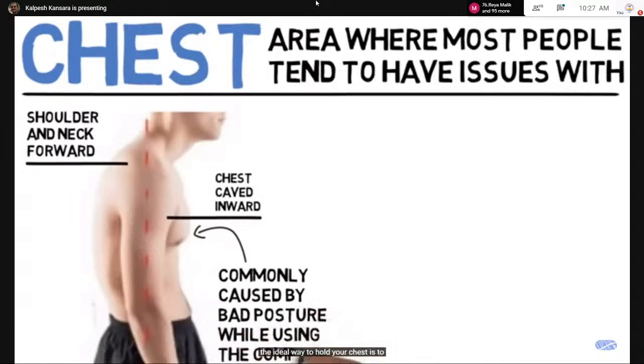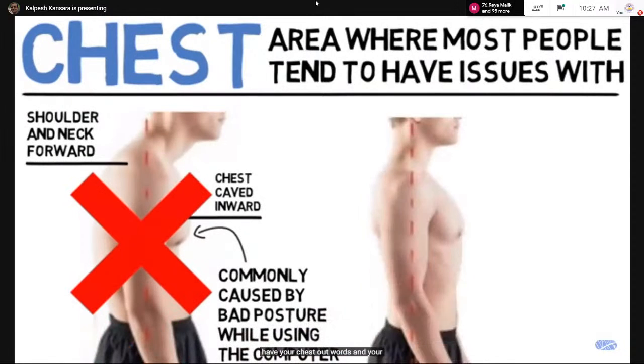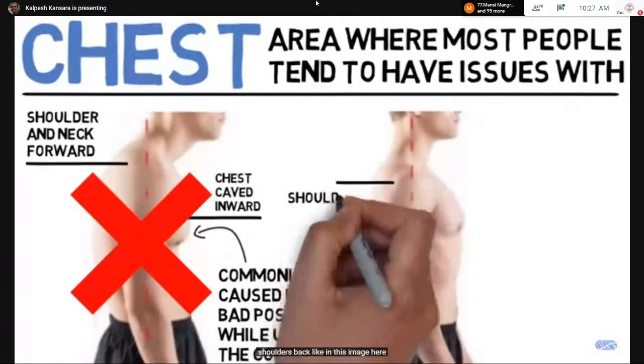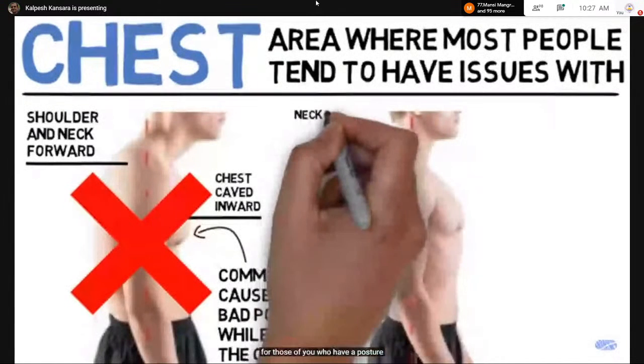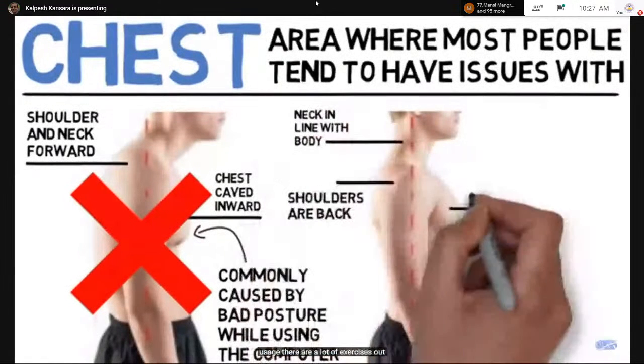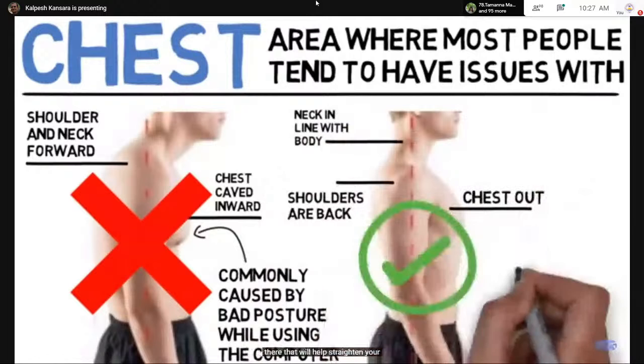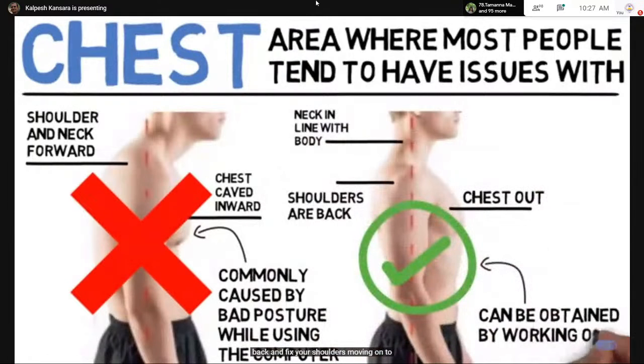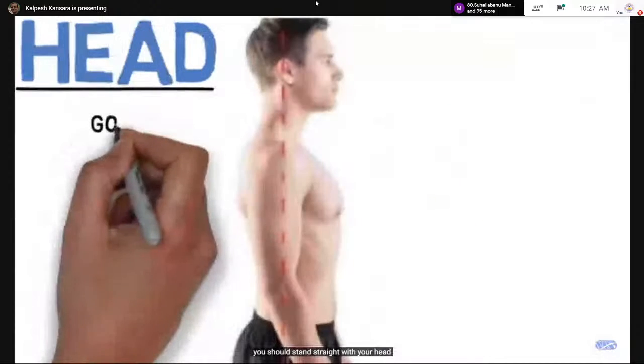The ideal way to hold your chest is to have your chest outwards and your shoulders back, like in this image here. For those of you who have a posture problem due to years of computer usage, there are a lot of exercises out there that will help straighten your back and fix your shoulders. Moving on to the head, you should stand straight with your head in line with the rest of your body.